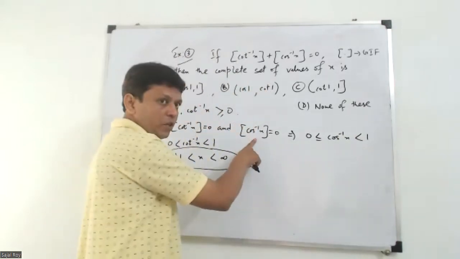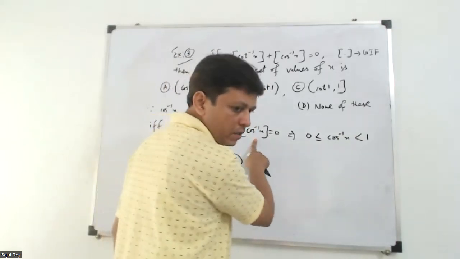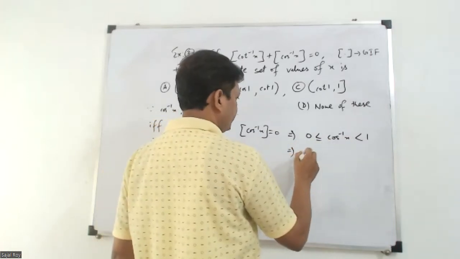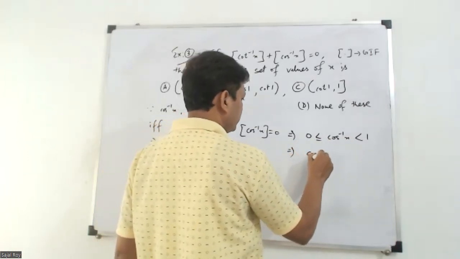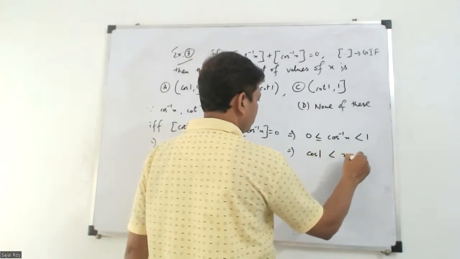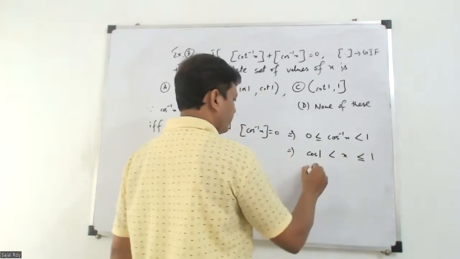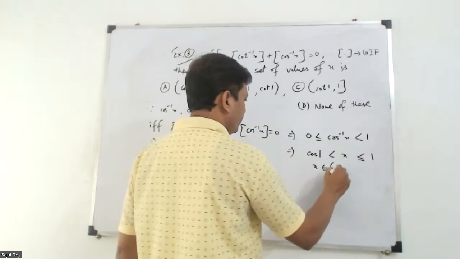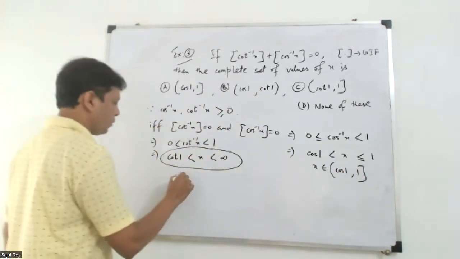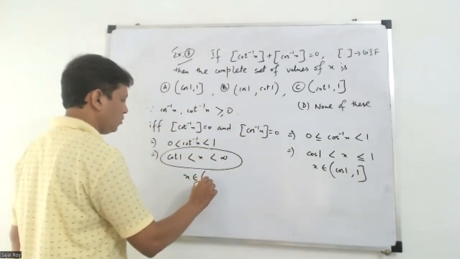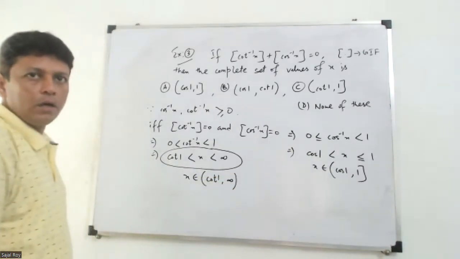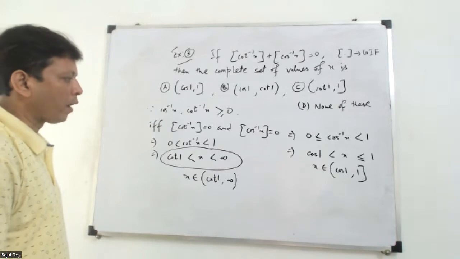If this box is 0, it means the number lies between 0 and 1. And x belongs to... so what is the common part?